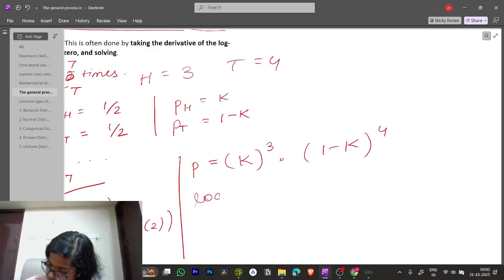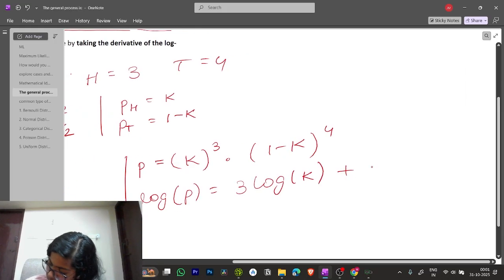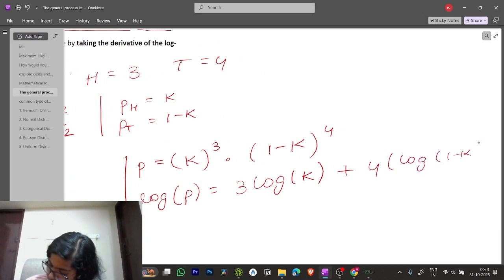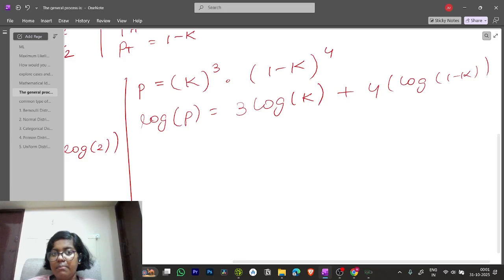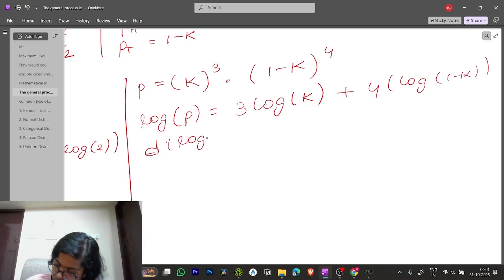So log of P is equal to 3 log k plus 4 log (1 minus k). So this is the probability, and we are going to find the maximum. So what do we do? We find the differentiation. So I'm going to do d by dk of log P.